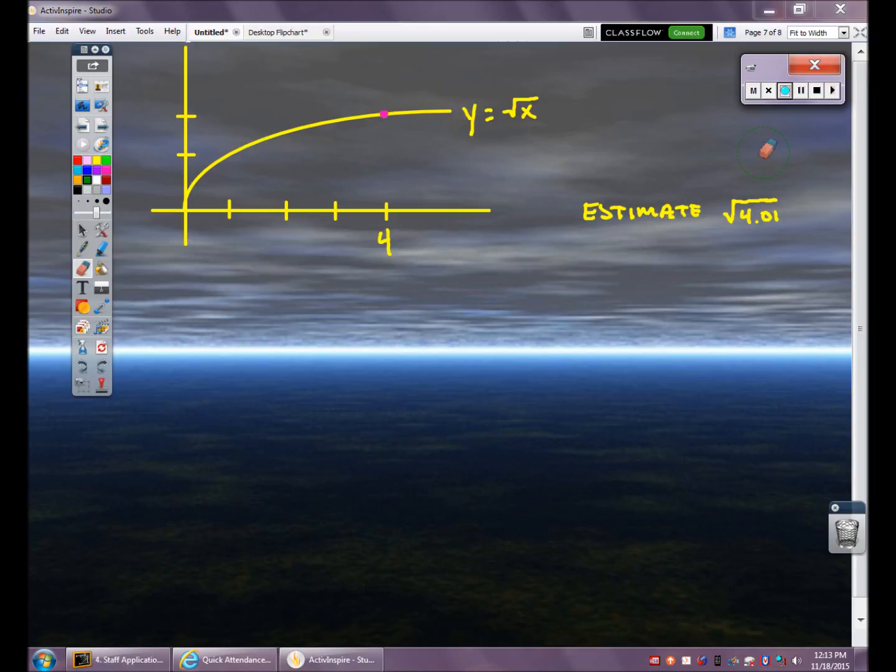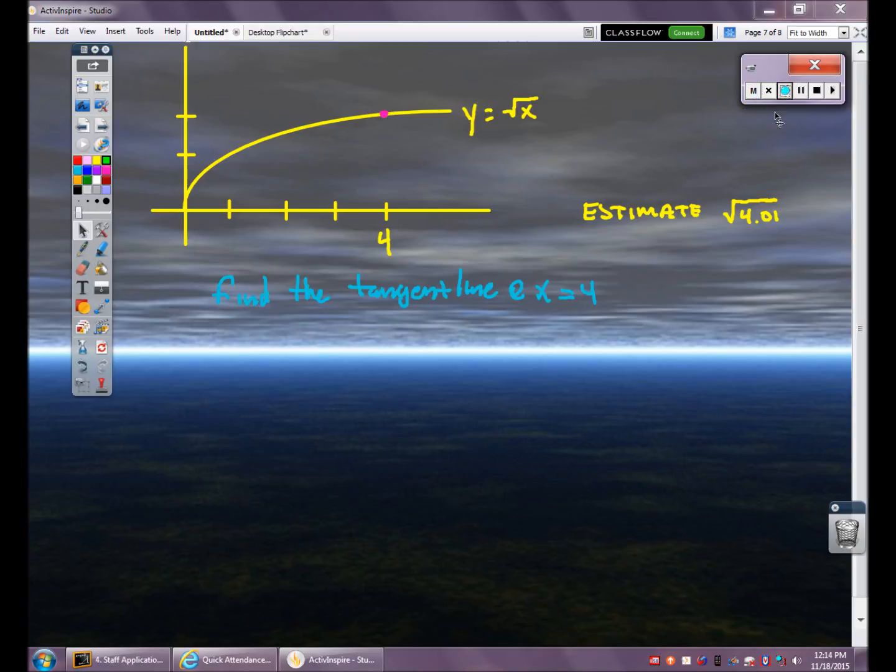That curve, y equals root x, is actually made up of a bunch of straight lines. If I were able to zoom in at the point 4,2, where the pink dot is, I would see that that's actually a straight line. Well, I can use that straight line to try to estimate the square root of 4.01. So let me show you how I'm going to do that.